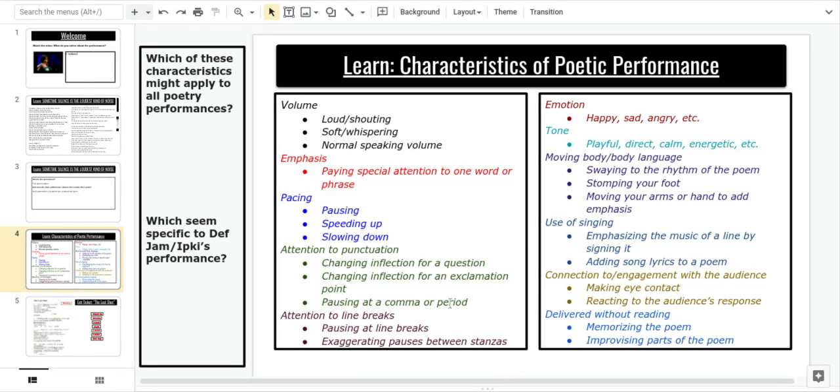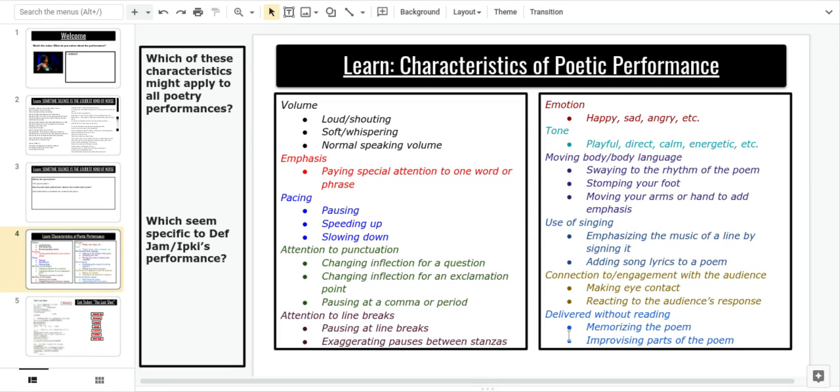And do they deliver the poem without reading? Do they have the poem memorized, or are they improvising parts of the poem? Okay, so for these two questions, you're going to answer which of these characteristics might apply to all poetry performances. Okay, so when we think about all poetry performances, we're talking about anybody who's performing a poem, anytime someone reads a poem.